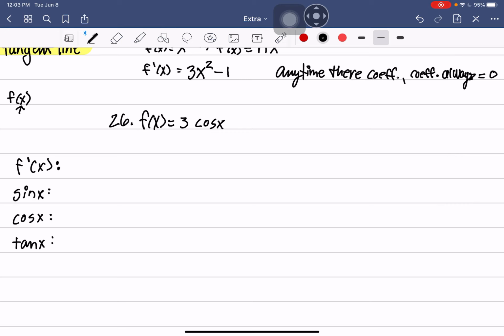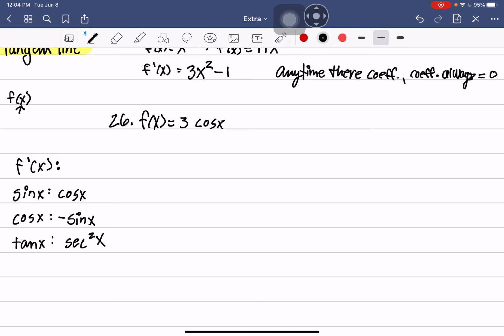So the derivative of sine of x is cosine of x. The derivative of cosine is negative sine. The derivative of tan x is secant squared x. So what do we do? So we see that we have this part, but we also have this 3 that's stuck on there.